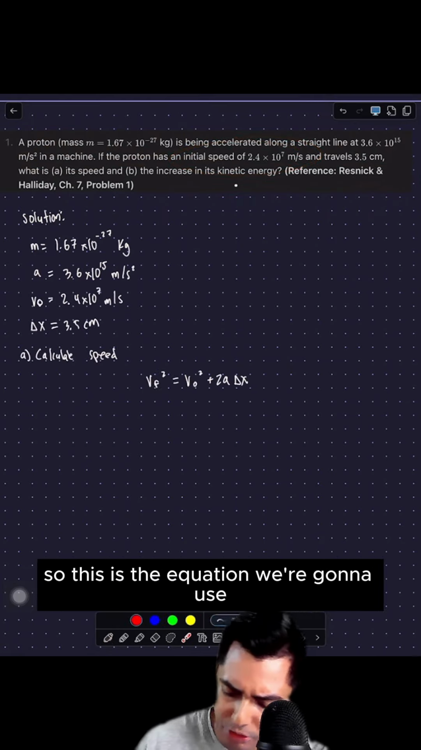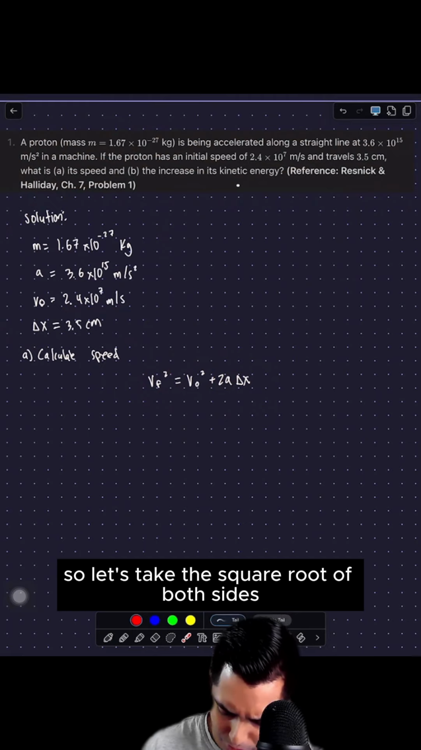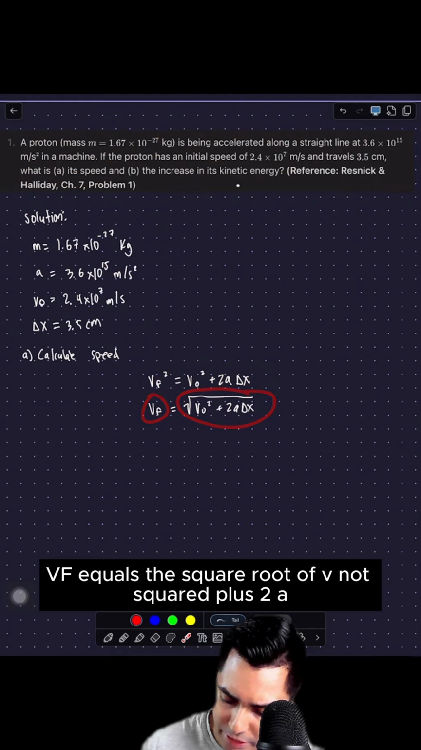So this is the equation we're going to use: Vf squared equals v naught squared plus 2a delta x. Let's take the square root of both sides, and then here's our expression: Vf equals the square root of v naught squared plus 2a delta x.